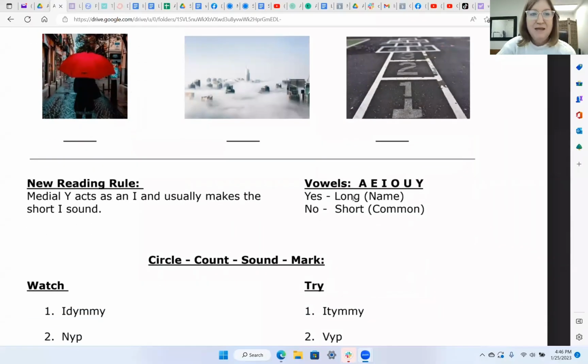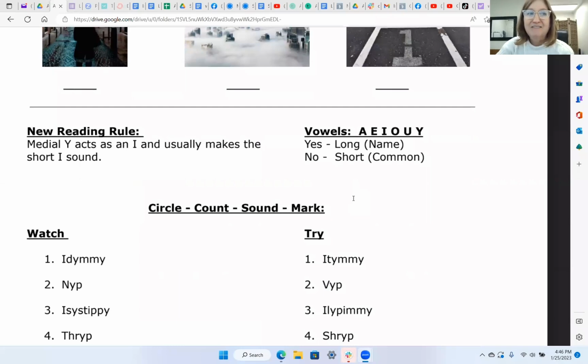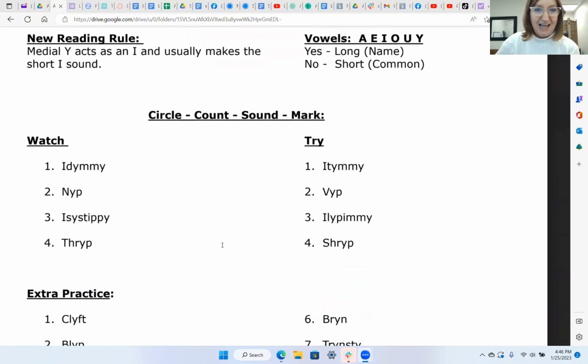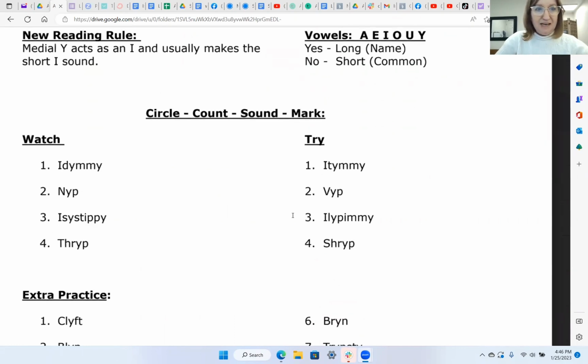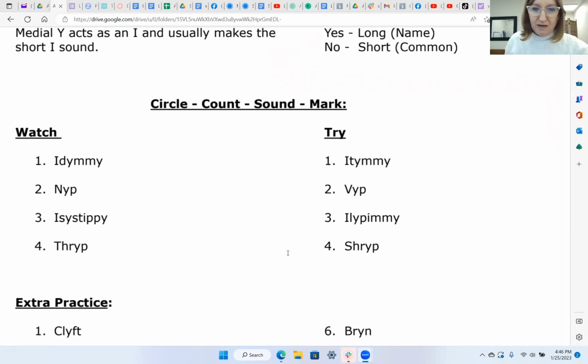Okay, let's hop on down to today's lesson. So we have our medial Y, which acts as an I in the middle of a word. Usually it's going to make the short sound because if you'll remember, I's in the middle make their short sound. So we're going to have lots of I's today. I'm going to work on my side. Feel free to join with me. And then I'll be quiet when it's your turn over here. So I'm going to mark my vowels first. Here's a vowel. Here's another vowel because it's not the first letter. Y is a vowel if it's not the first letter.